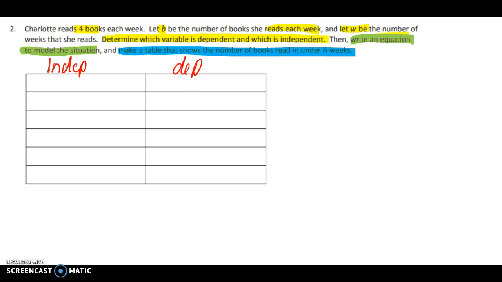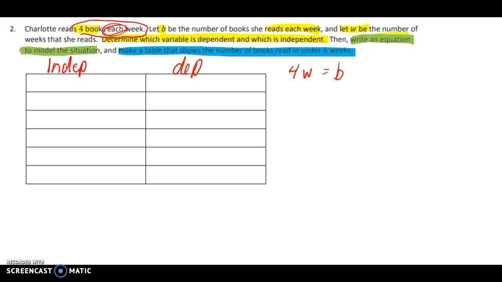I hope that you and your partner decided that, nope, he had them backwards. Remember, it's 4 books each week. Right there is my key term. So I'm going to take my 4, multiply it by the number of weeks, which was W, and that equals B.